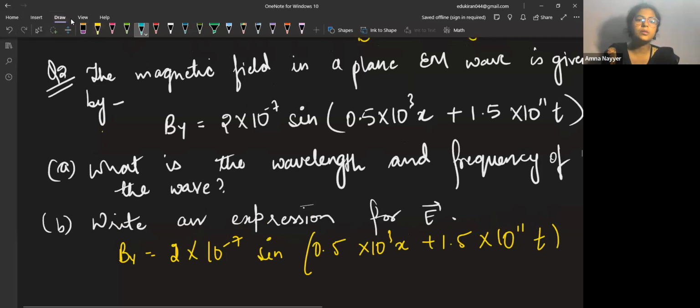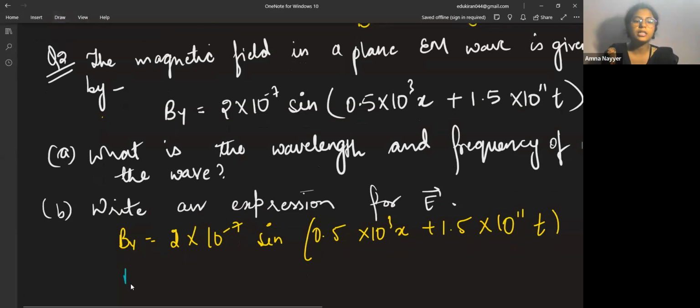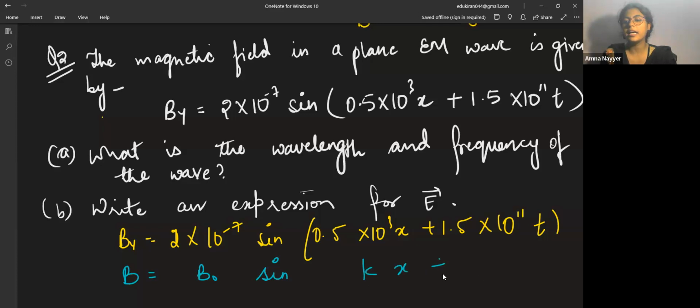This is equal to the main equation. Remember, B is equal to B naught sine of kx plus omega t. This was the equation with which we had started the class also. So now you know, here only wavelength and frequency are asked. You can also be asked the amplitude of the magnetic wave. So the amplitude is B naught, which is 2 into 10 to the power minus 7. This is the amplitude or the peak value.